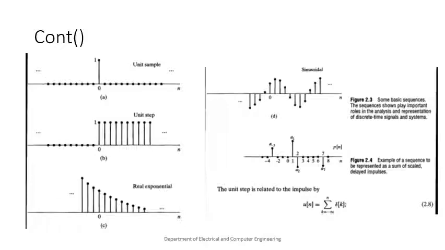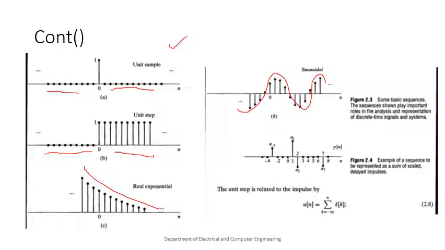As you can see here, we have the unit sample on the n-axis, then at 0 this is 1, and the rest is 0. Now the unit step is 0 on the negative side, and on the positive side it is 1. This is a real exponential and this is a decaying real exponential. Now this is sinusoidal. If I just join these, it will look like a sinusoidal.